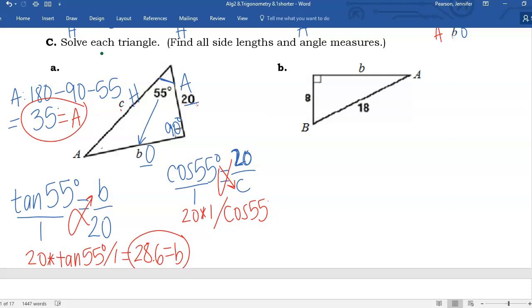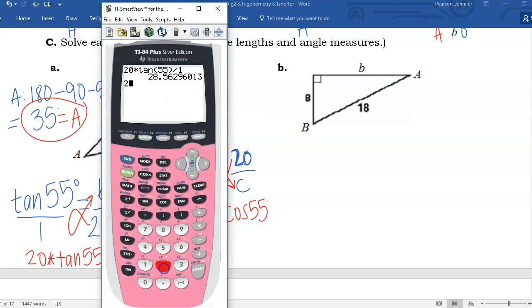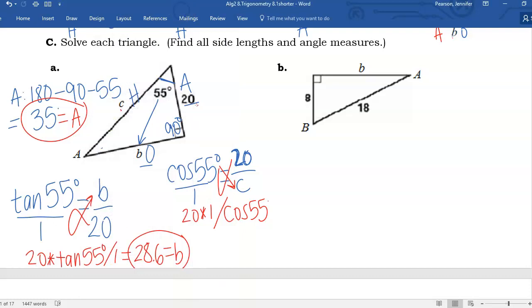And I can go here. 20, don't really need the times 1, you can skip it if you want to, divided by cosine 55 degrees equals 34.9. And that one is done.